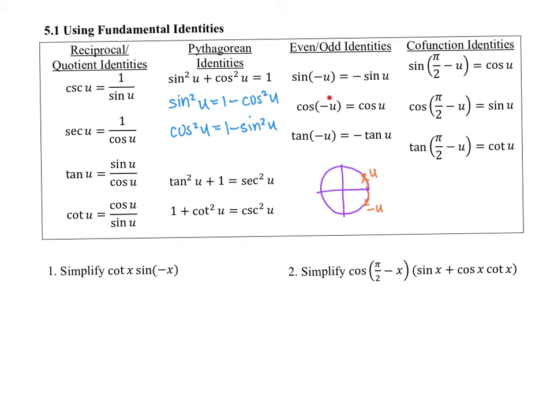The cosine of negative u equals the cosine of u because the x's are the same. And then the tangent of negative u equals the negative tangent of u because it's y over x. Since the y's change signs, the tangents change signs. The next identities we're going to introduce are the cofunction identities. Again, we don't actually know the identities required to prove this. We will later in this chapter.